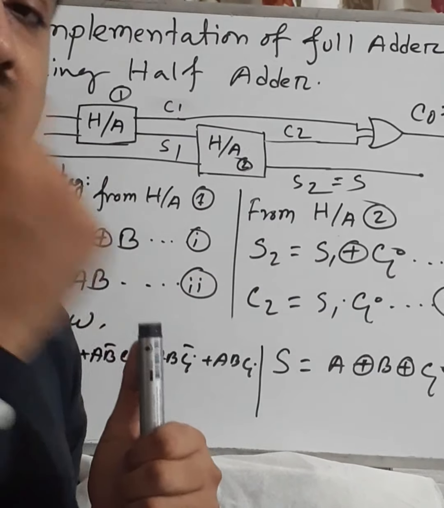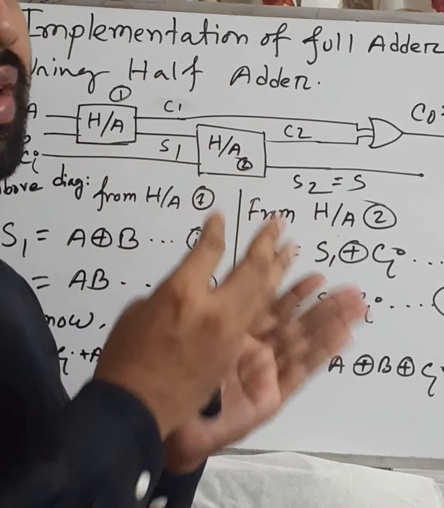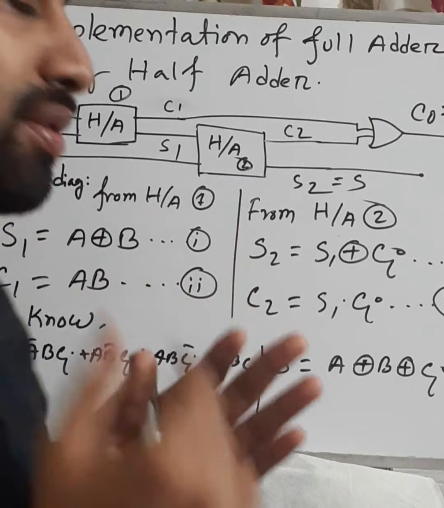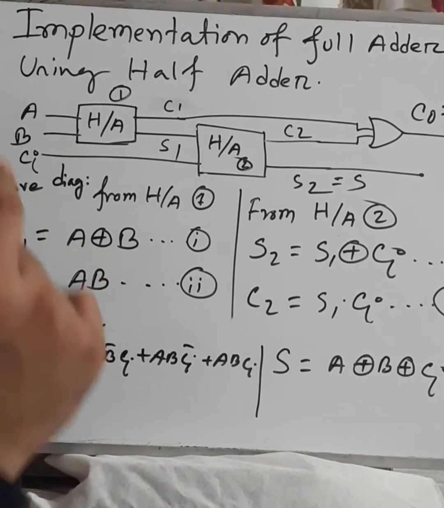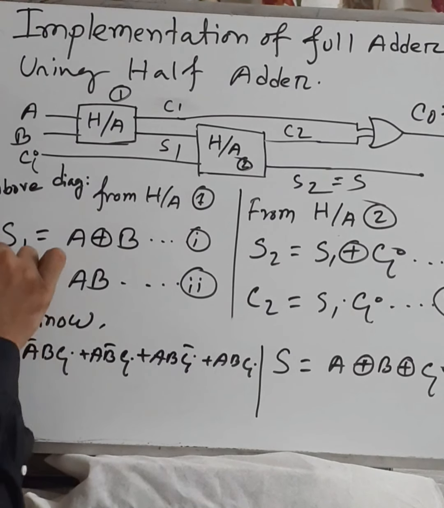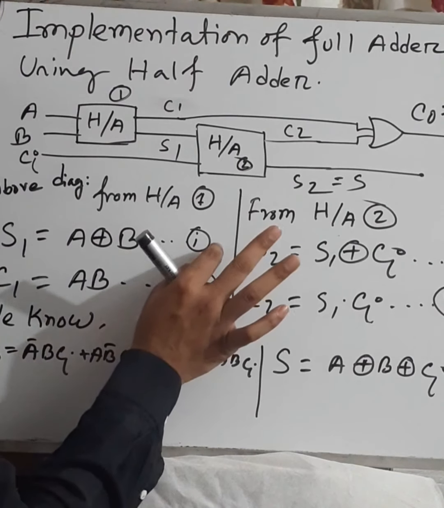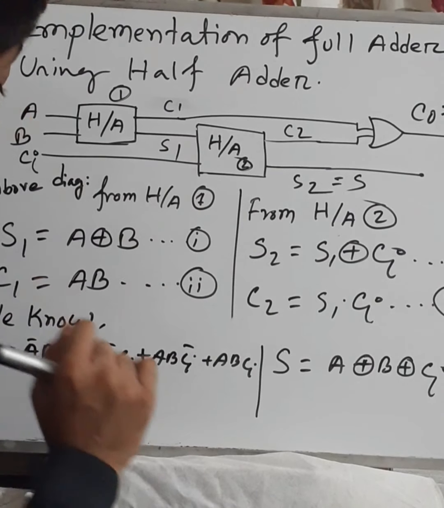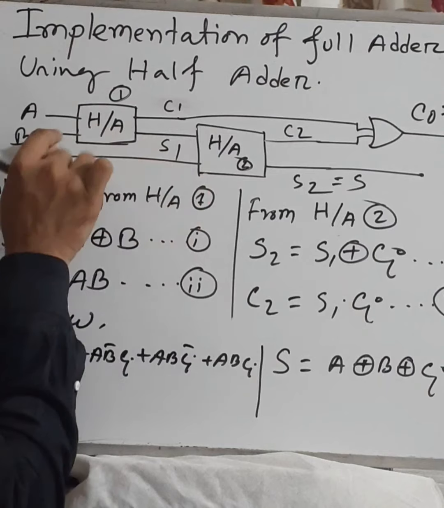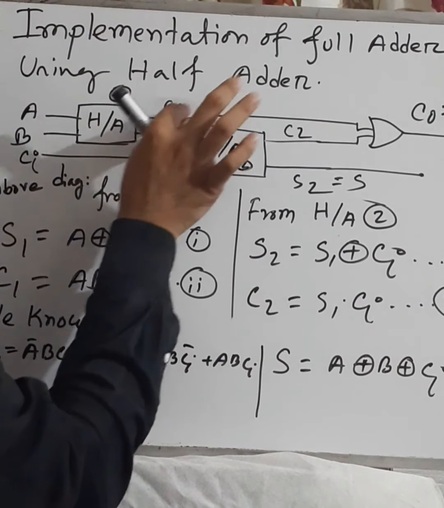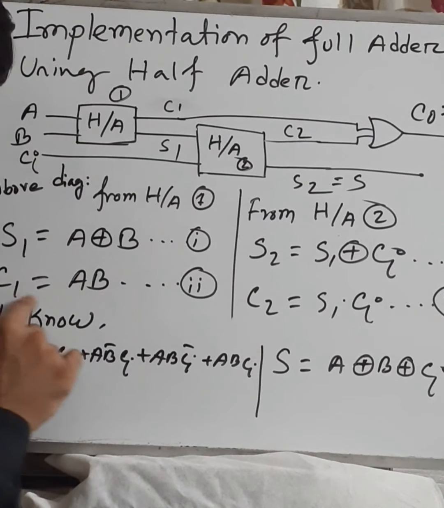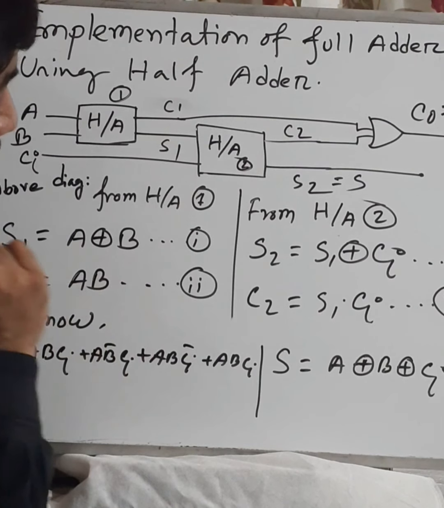In half adder 1, in the sum portion, if we input A and B, then S1 will be A exclusive-OR B. I wrote it down as equation number 1. Then in half adder number 1 we have C1 also, and C1 will be A into B.